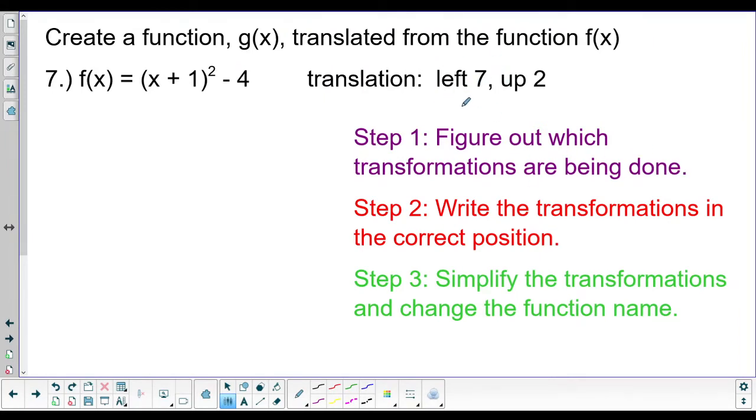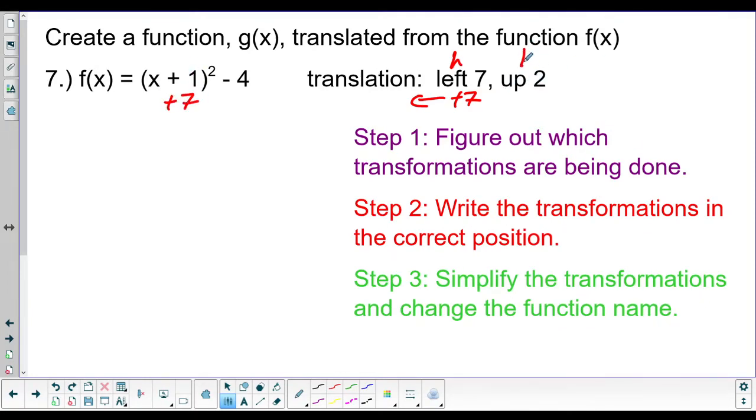Left 7. So this is h. Remember, left is usually negative. We need to change the sign. So we're going to put plus 7 where the h value goes. Here's h. We're going to put plus 7.